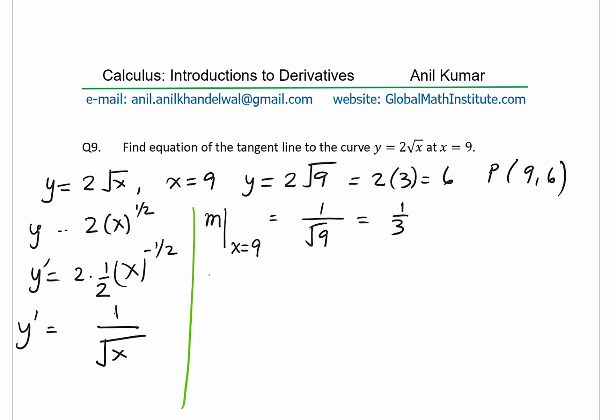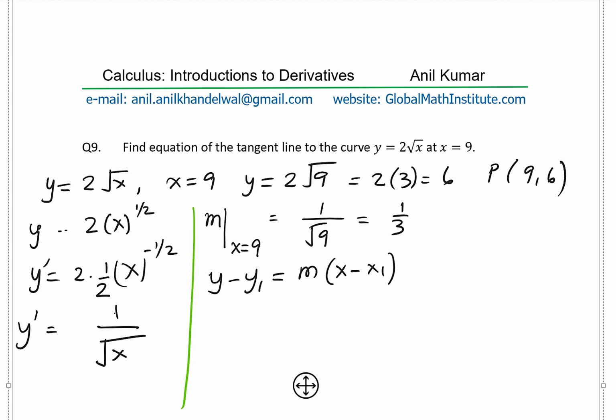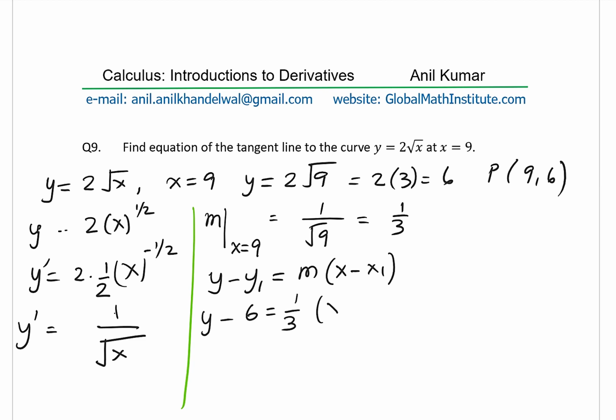And the equation of line will be y minus y1 equals m times x minus x1. Now this is the equation of line. So we can now write down y minus y1, which is given to us as 6, and slope is 1 over 3, x minus x1, which is 9. Cross multiply, so we get 3 times y minus 6 equals x minus 9. And now you can simplify and get the equation of the line itself.